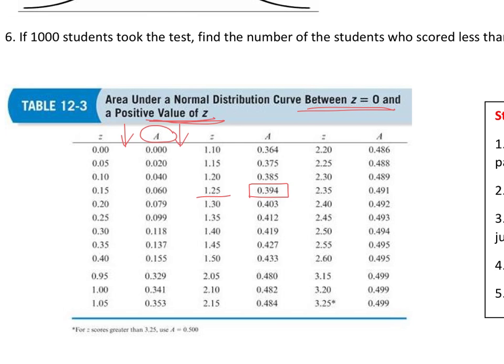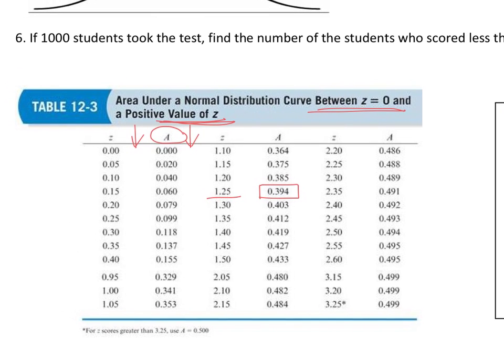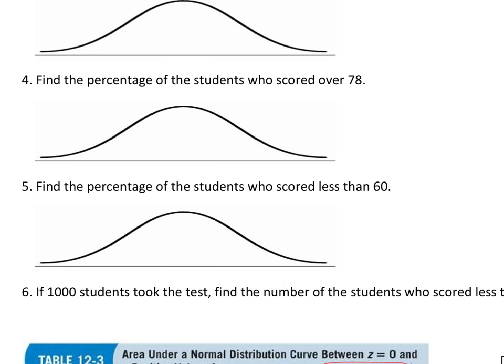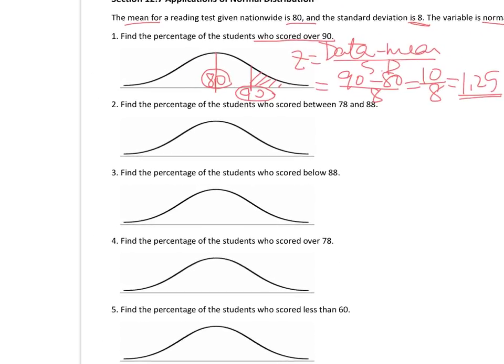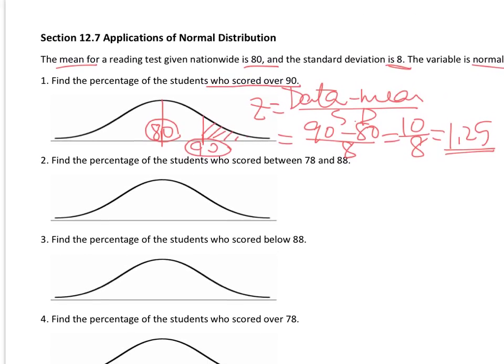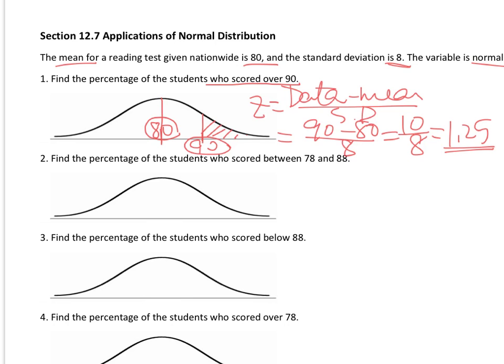We're going to go back to the diagram. I would like to label this value within the diagram. Okay, let's go back. If I were to label 0.394 in the diagram, where would that belong? Remember, the title of the table says it's the area between z equals 0, which is here, and the positive value of z, at 90. At 90, the z-score is 1.25. So this region right here is 0.394.